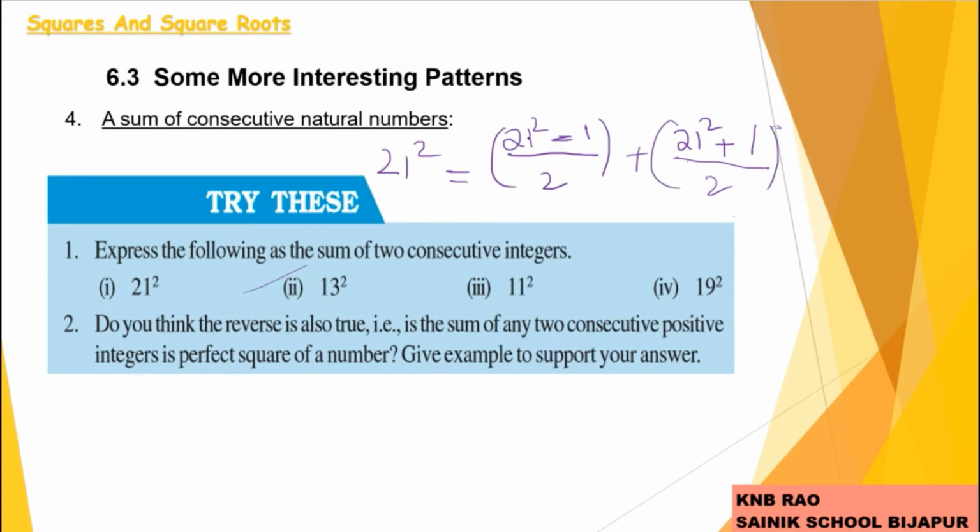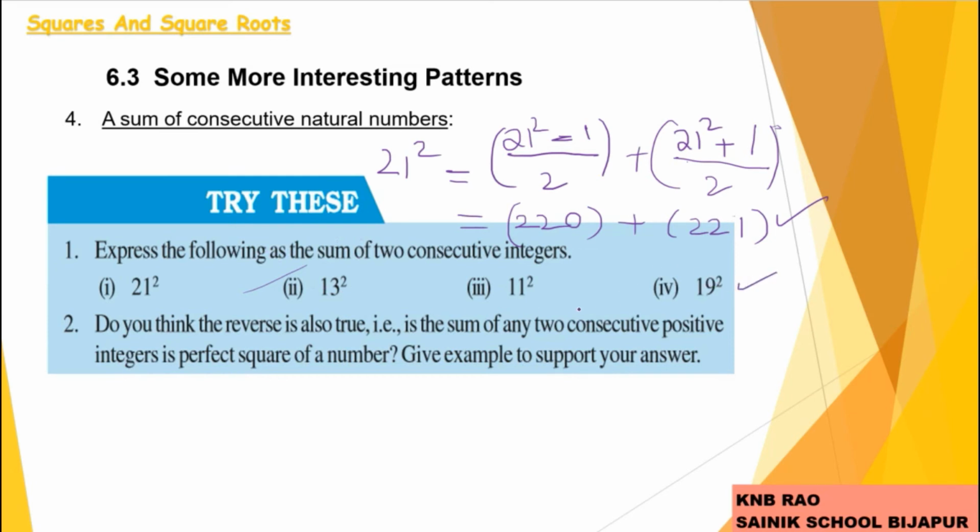So 21 square is 441. 441 minus 1 is 440. 440 by 2 is 220. And the next number is 221. So we can say that 21 square is the sum of 220 and 221. So similarly, for the rest of the three numbers you do it.